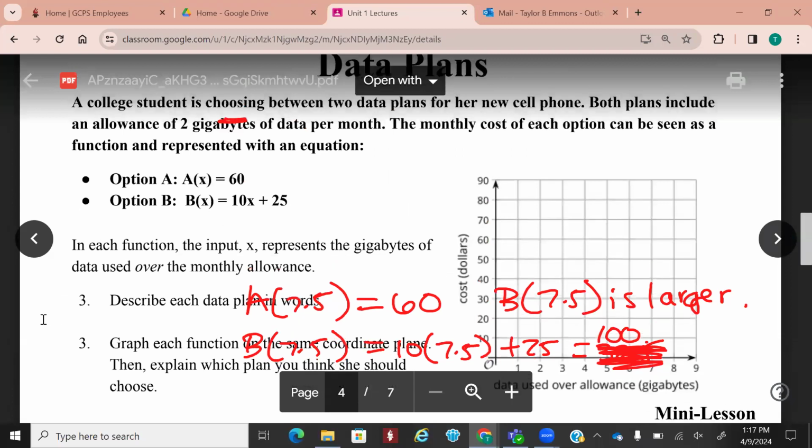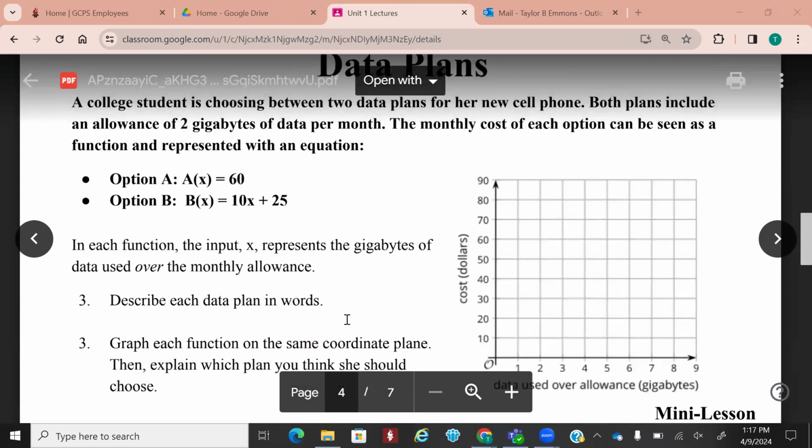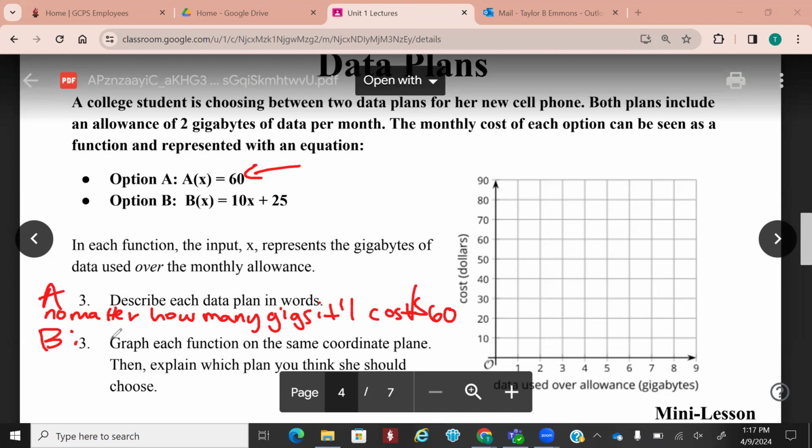For the next one, it says describe each data plan in words. Option A is $60 no matter what amount of gigabytes you use. So no matter how many gigs, it'll cost $60. For option B, it's got a standard amount of $25. So it's going to cost you $25, no matter if you spend any gigabytes or not, plus $10 for every gig.